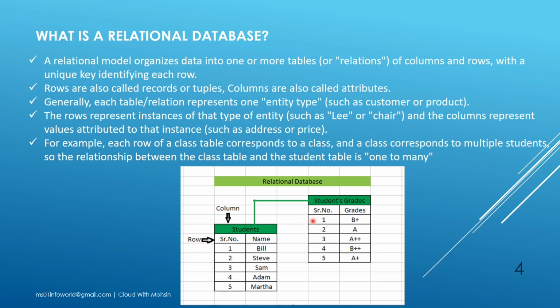You can consider any table that consists of rows and columns as a relational database. So in this example, it's a student database. The students' information is there. Each database will represent one entity type. It could be a customer or product or anything, or students, like in this example. So I hope you got the point.